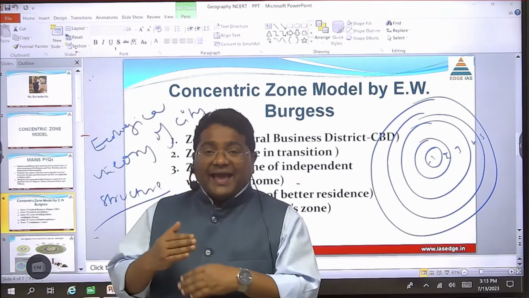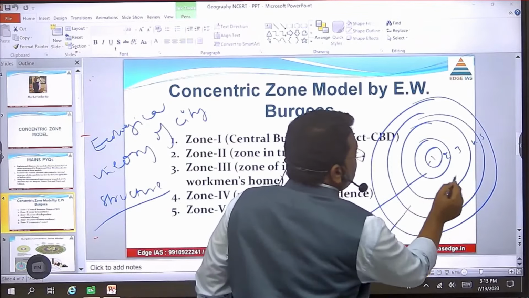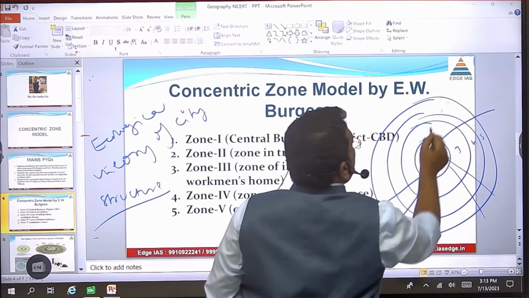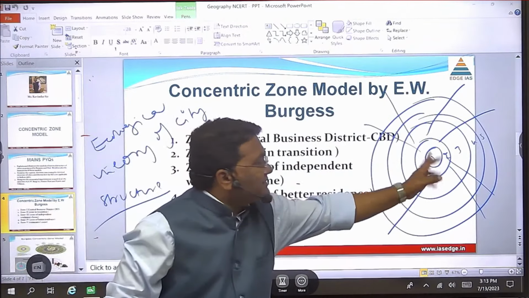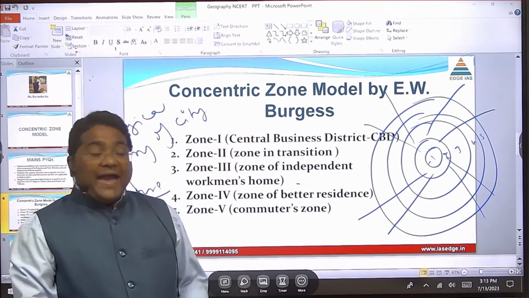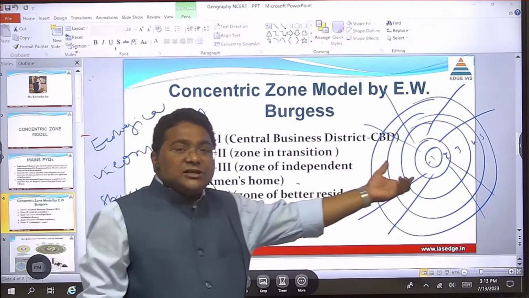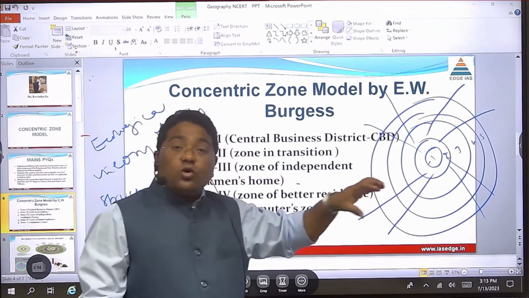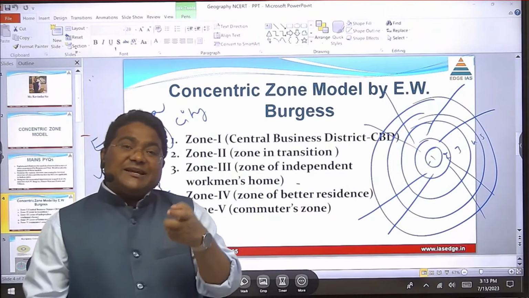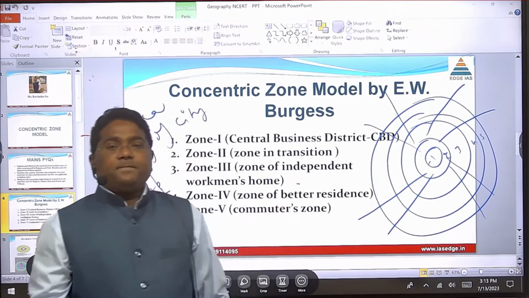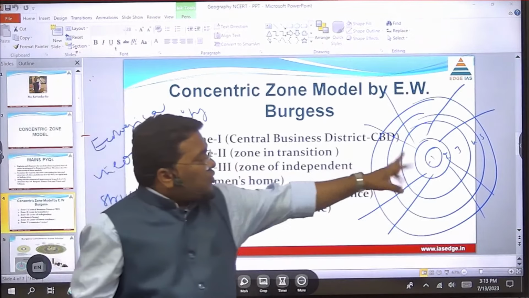In this city, all routes radiate towards the center. Accessibility is more, taxpayers are more, and business activity is more at the central place: the Central Business District, or you can say downtown or old city.